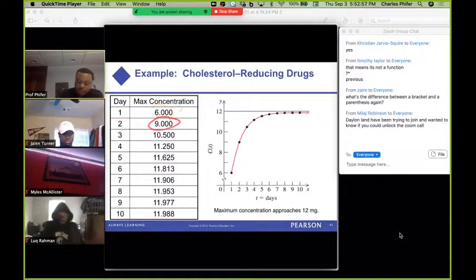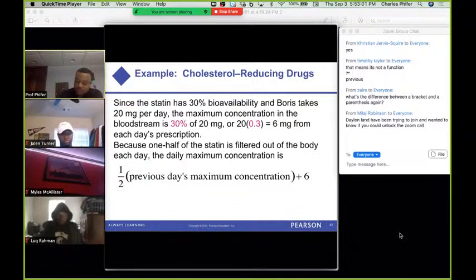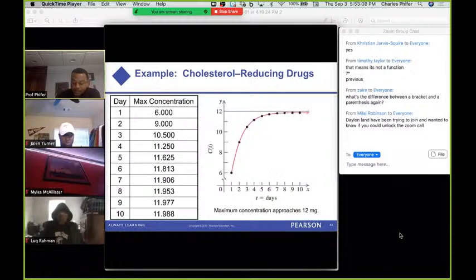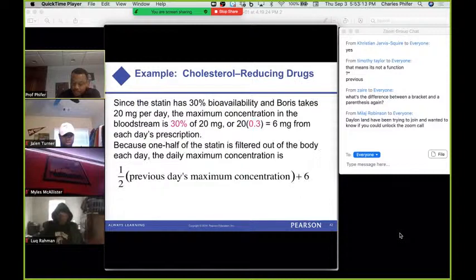If we continue, 11.625, I was close. I put 7. That should have been a 6. Go ahead and change that now. But then we can keep going, right? 11.25, did we get that one at least? We did get that one, okay. And so we can go all the way until day 10.